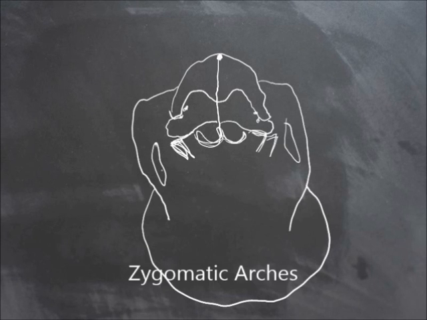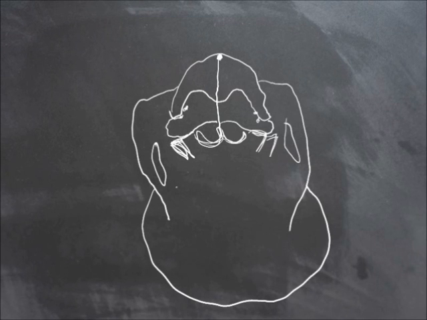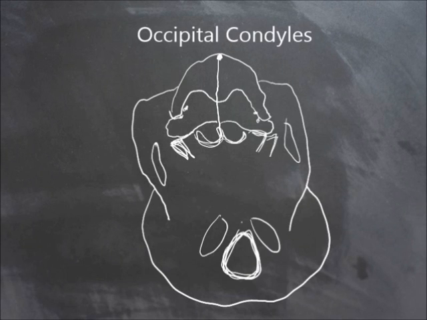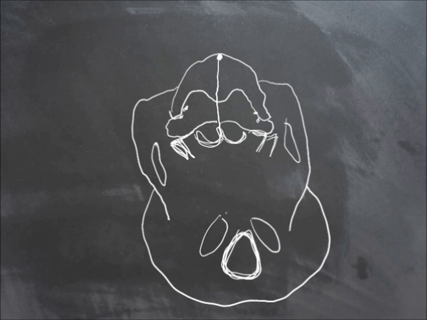Here and here are the zygomatic arches. Here's your foramen magnum again, from the external side. And right next to it we have the occipital condyles, which articulate with the atlas, the first cervical vertebra.